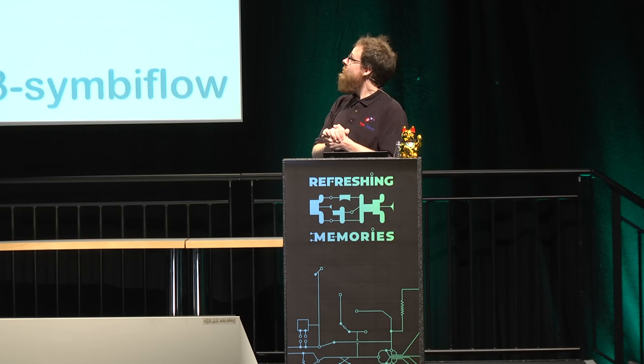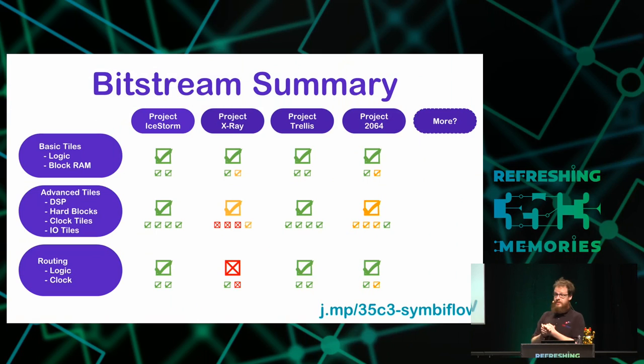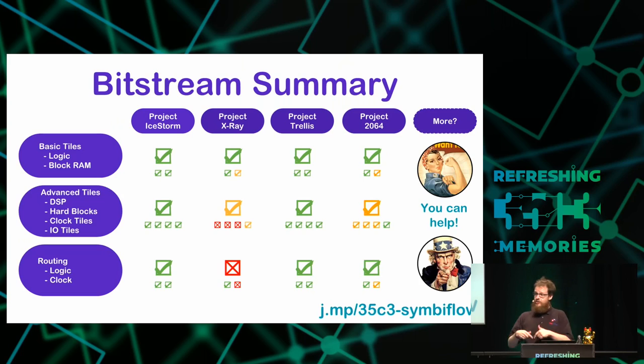And so this is a full summary of what parts we currently understand the bitstream for. You might notice that Project 2064 has a lot of orange because it doesn't have parts that exist. Like, it doesn't have DSP blocks or any of these type of complicated things. And we need your help to do this. We're not going to go and document every FPGA out there because we just don't use every FPGA out there. And so if you're using an FPGA that isn't a Xilinx 7 series, we would love your help in documenting it. And we've come up with a fairly good process through our learnings on how to document these previous ones that should make it pretty easy for you to replicate our success.